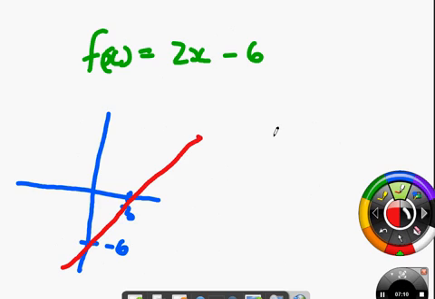Now, there are certain things that functions undergo, things like transformations, and what I would like us to understand is the types of transformations that functions undergo. And the first one I'm going to talk about is shift, shift up or down.